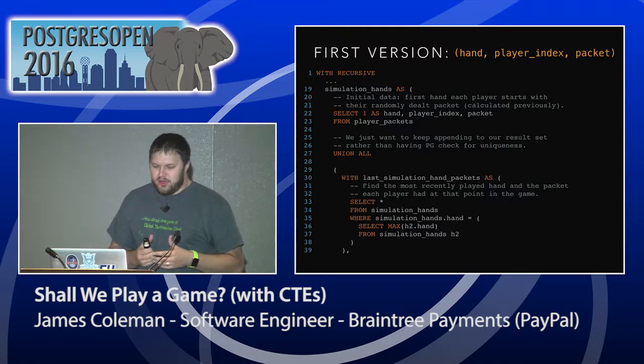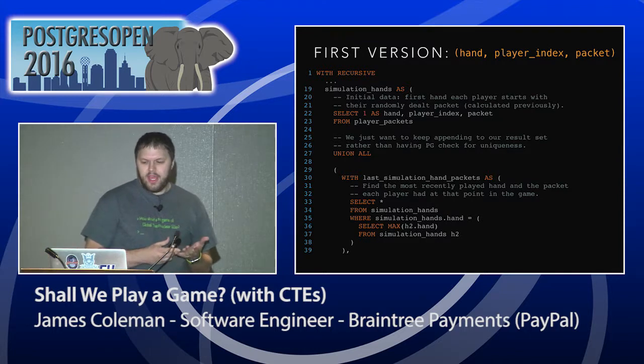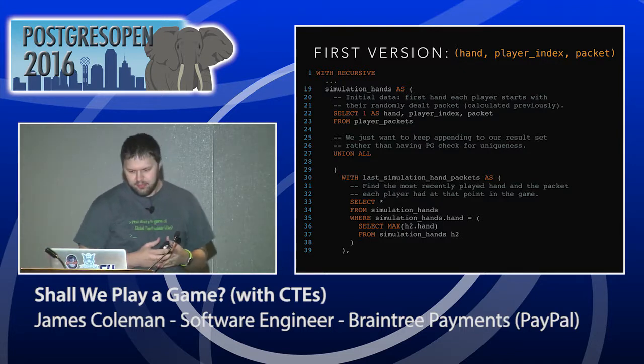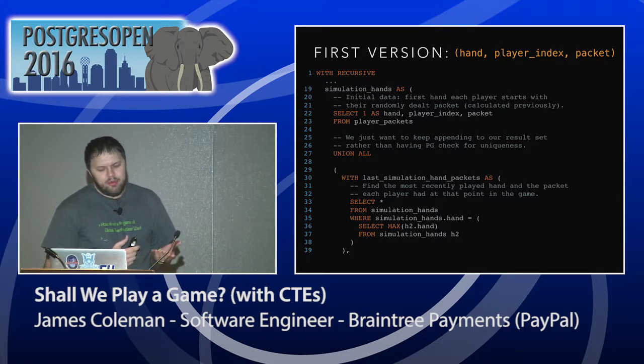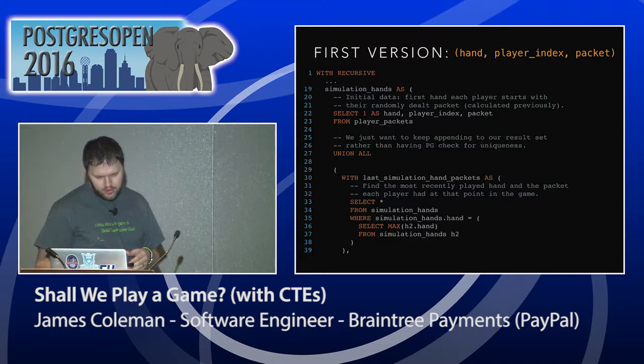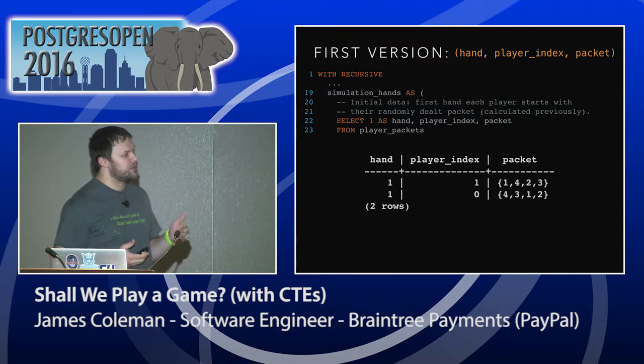So the first version. In this one, I thought, well, each tuple could be the hand, just incrementing along the way, the player index, 0 or 1, and then the packet or the array of cards that they have. This means that we would have 2 rows per turn in the game, actually 1 per player. So let's step through that first part. This is the non-recursive side of the recursive common table expressions.